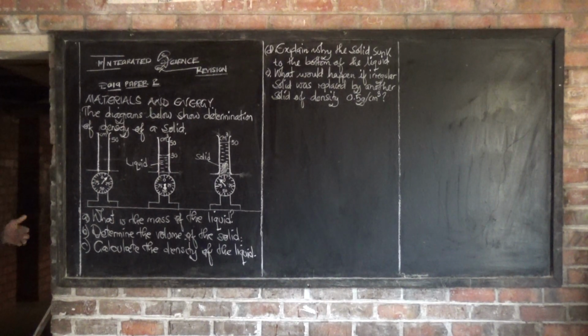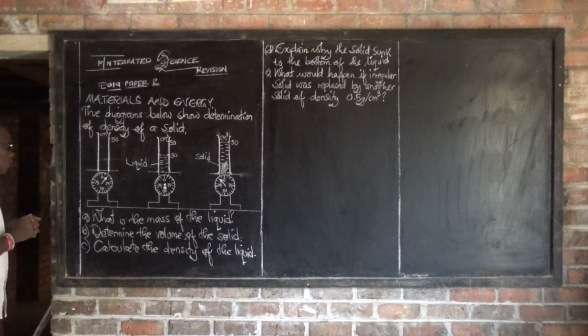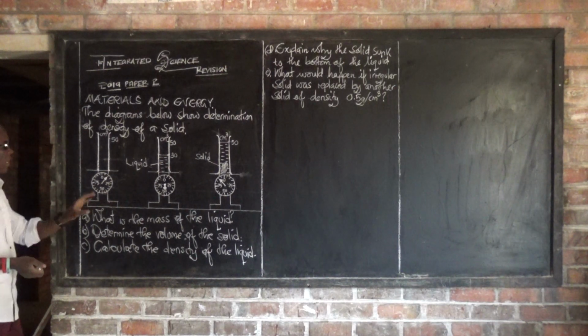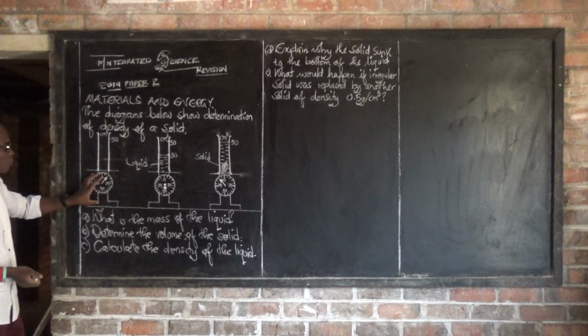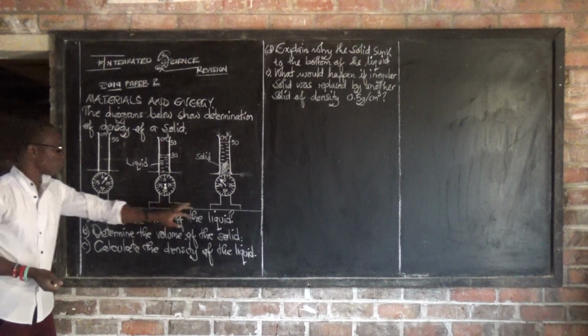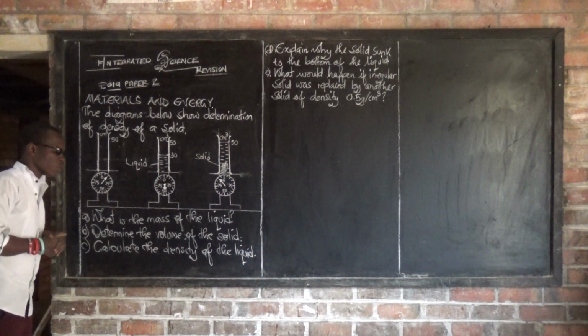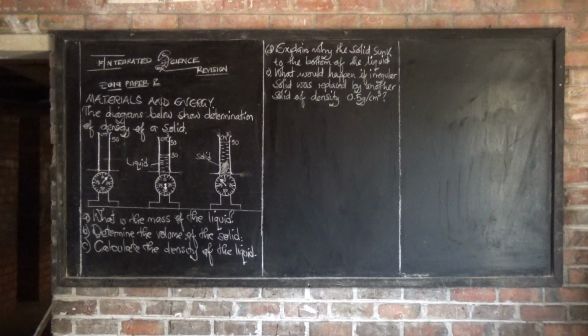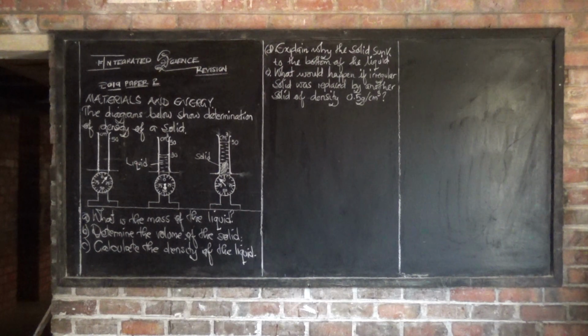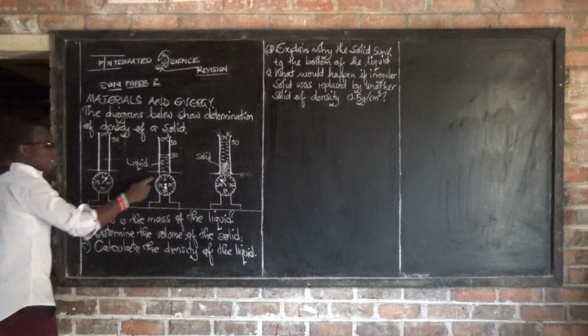They want us to determine the density of a solid. So we have these operators, 1, 2, 3. Then the first question is saying, what is the mass of the liquid? They want us to determine the mass of this liquid.